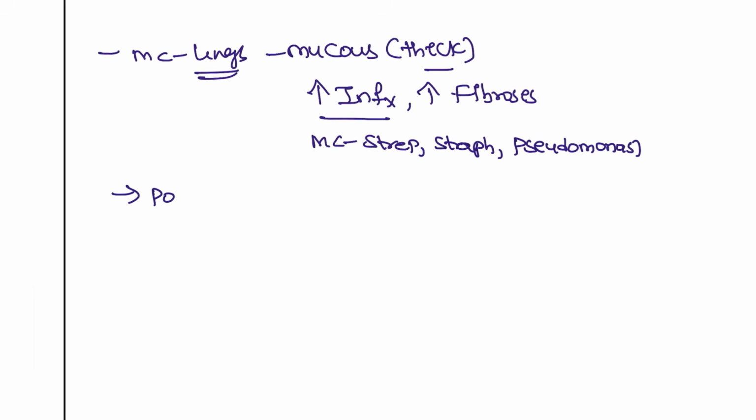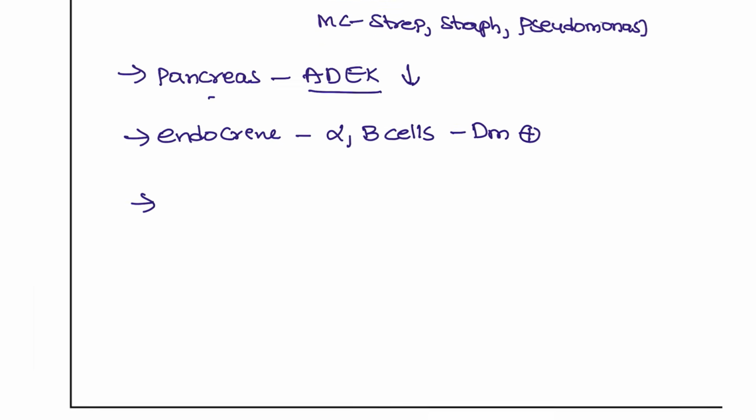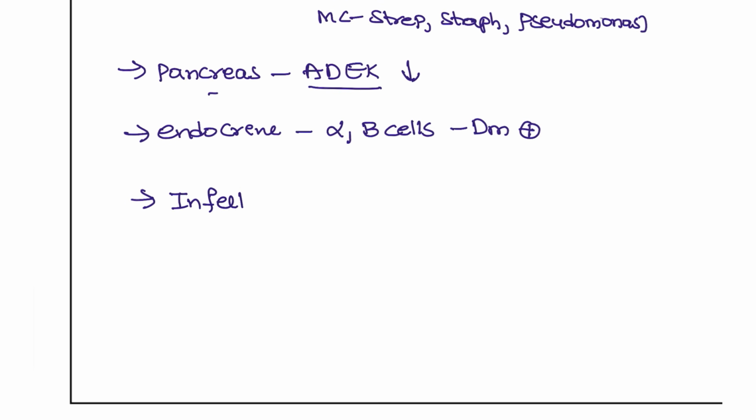Next, it will include the pancreas. So in the pancreas, vitamins A, D, E, K are all fat soluble, so the absorption is decreased in these patients. And the endocrine pancreas will be damaged, the alpha and beta cells, so the patient can develop diabetes mellitus. And the mucus is increased, so infertility is seen in this patient, because the vas deferens is absent.